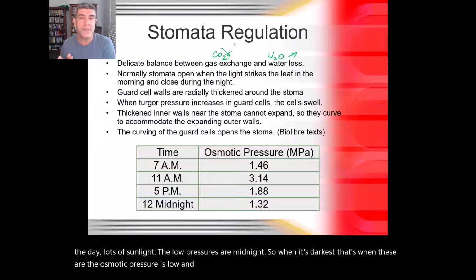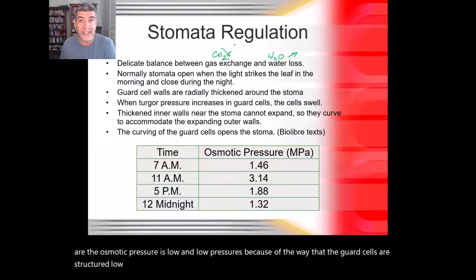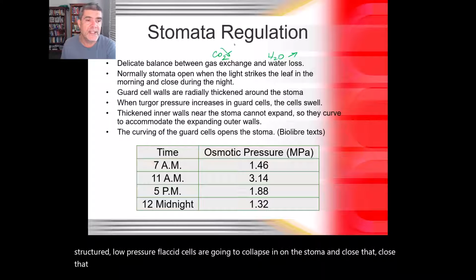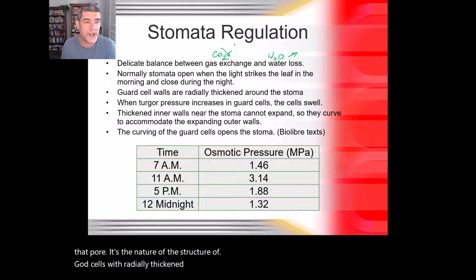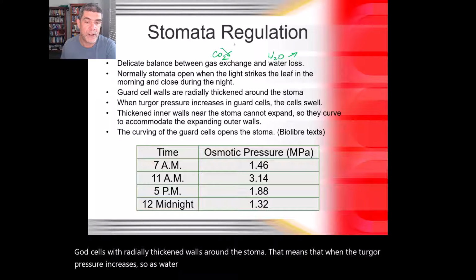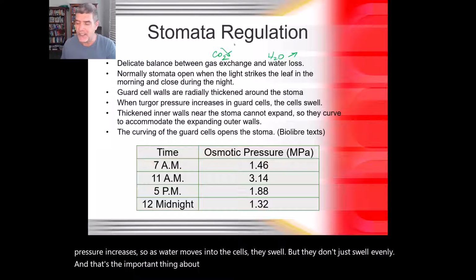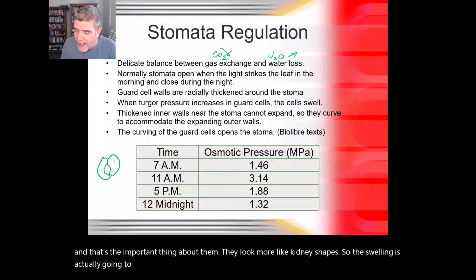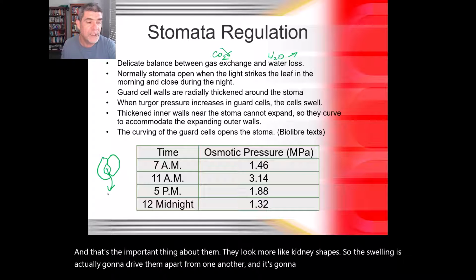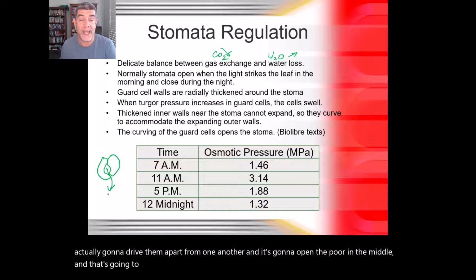And low pressures, because of the way that the guard cells are structured, mean low pressure flaccid cells are going to collapse in on the stoma and close that pore. It's the nature of the structure of guard cells, with radially thickened walls around the stoma, that means that when the turgor pressure increases, as water moves into the cells, they swell, but they don't just swell evenly. And that's the important thing about them. They look more like kidney shapes. So the swelling is actually going to drive them apart from one another, and it's going to open the pore in the middle, and that's going to allow an increase in the rate of gas exchange.